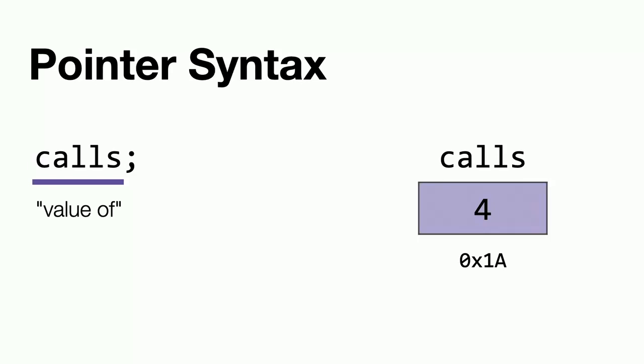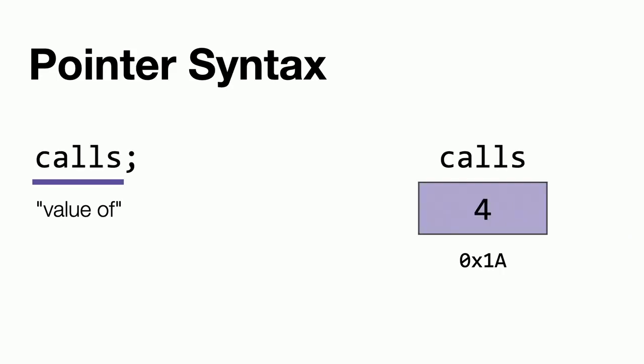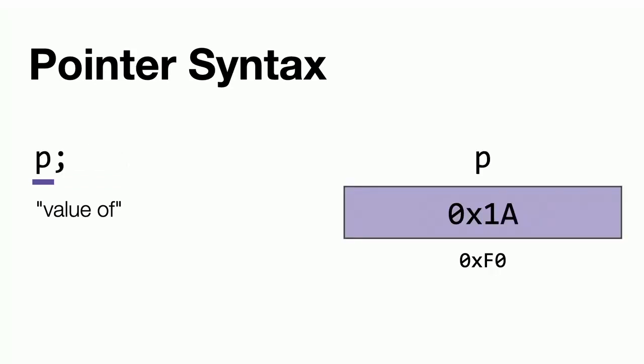Now, if we want the address or the value inside of our pointer p, we could do the same. We could say, give me whatever's inside of p. And in this way, we can keep track of, for example, where this variable calls is. If we know that we have a variable, a pointer called p, that points to wherever calls is, we could simply use the syntax p to figure out where, in this case, calls is located.